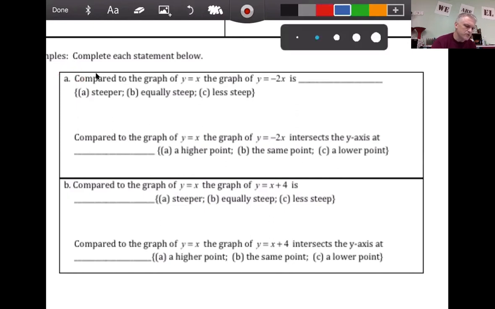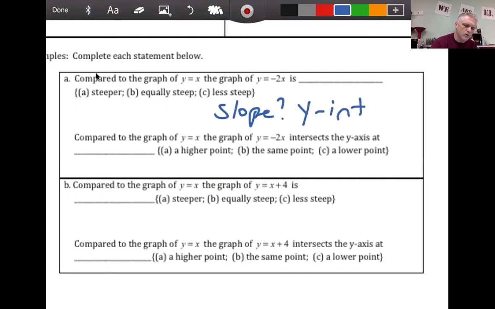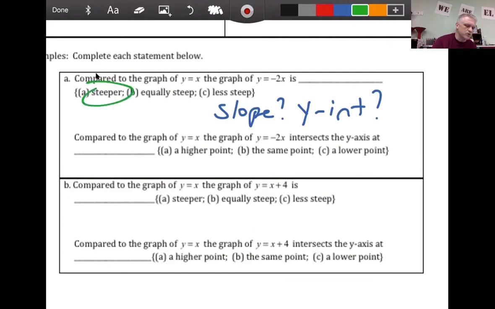It says, compared to the graph of y equals x, the graph of y equals negative 2x is blank. All right, so first thing I want you to do is to look at the choices. Steeper, equally steep, less steep. And I want you to ask yourself, are they asking about slope or are they asking about y-intercept? Once you determine that, half of your work is done. So slope is talking about steepness or incline or decline. So if it's saying steeper or equally steep or less steep, that is slope.